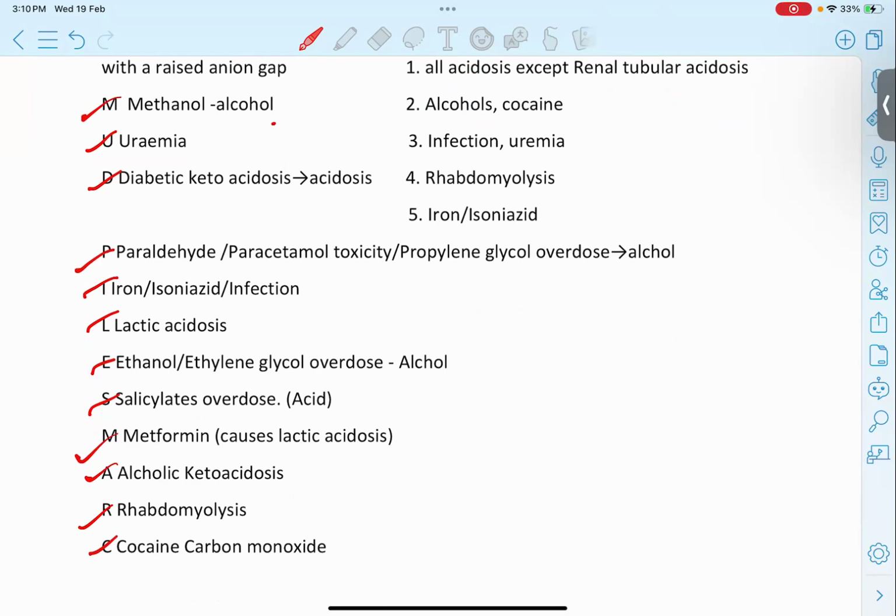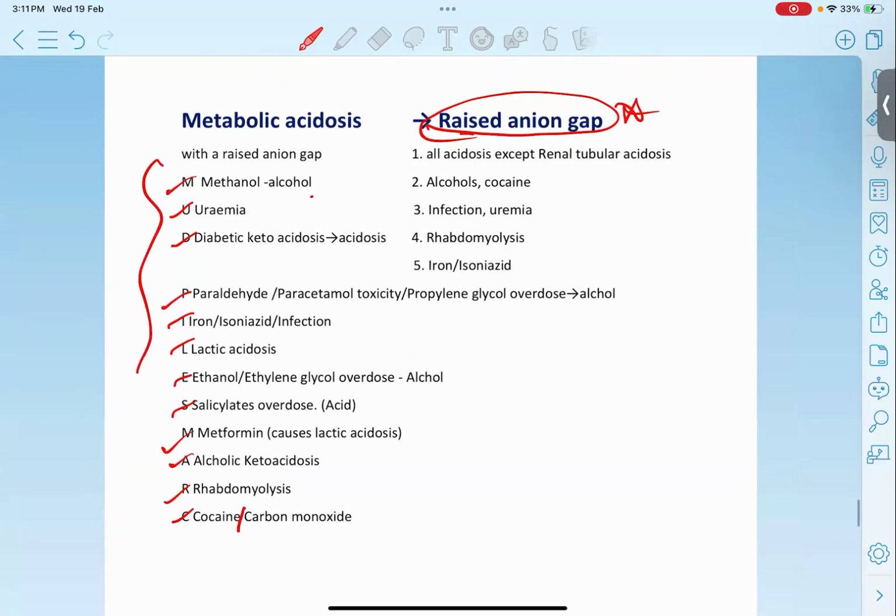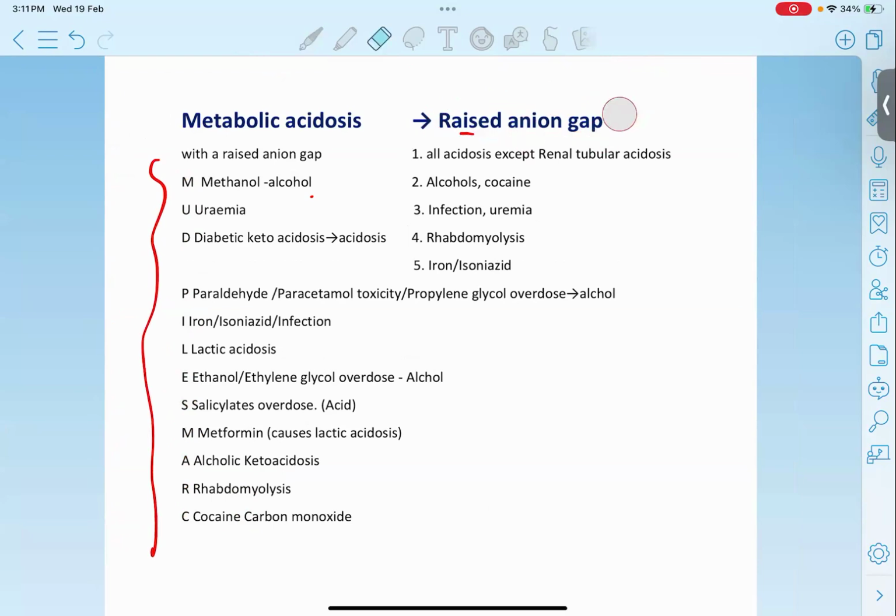propylene glycol, I for iron, L for lactic acidosis, E for ethanol, ethylene glycol, S for salicylate, M for metformin, A for alcoholic ketoacidosis, R for rhabdomyolysis, C for cocaine or carbon monoxide poisoning. So either you can remember it with a mnemonic, that is MUDPILES, or you can use both. That is, if you just make a common term from all of this.